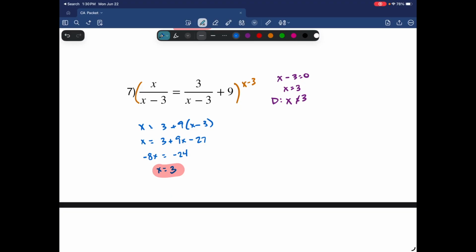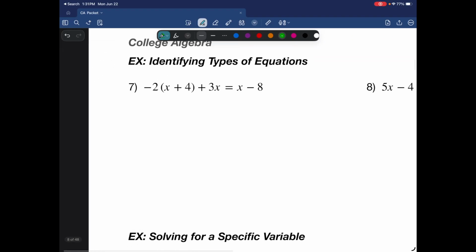Okay, now the problem with this is we just found that 3 was not my domain. So this actually doesn't work at all. The only thing that the algebra gave me was something that I can't use. So the actual answer is no solution. In short, the proposed solution was not in the domain. So I have to throw it out, and my answer is no solution.